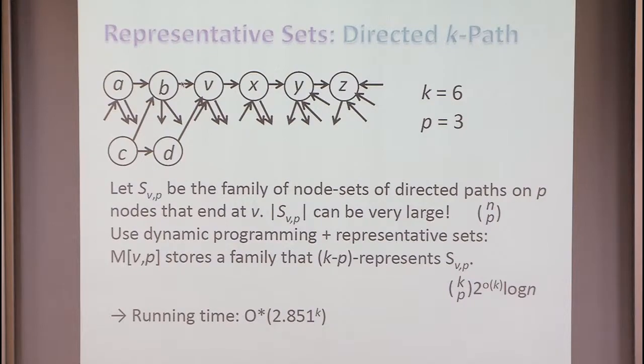Now we just use this as a black box, and we have an algorithm to solve directed k-path that is based on standard dynamic programming. It means, for example, that we can compute families of this form, S_{v,p}, the node sets of directed paths on p nodes that end at v. However, these families can be very large. So what we really store are families that represent them. Now, by using the computation that I didn't show you the details of, it can be shown that this is what you actually store, the size of the families that you store. And overall, it can be shown that you get this running time.